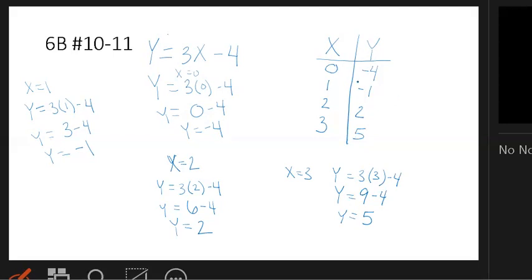And then you can plot those. Hopefully you can do that. I'm not going to plot it. And then if you want to make up a word problem that fits this graph.